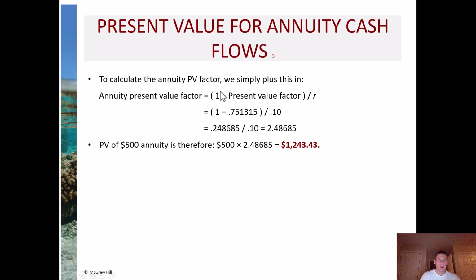So what we can do with that is plug that present value factor into the formula. Think about the formula: 1 minus the present value factor, so 1 minus 0.751315, and then divide it by R, the interest rate, which was 10%, so 0.10. If you simplify the top part in the parentheses, we get 0.248685 over 0.10, and that comes out to 2.48685. Then we take the 500, those yearly annuity payments, and multiply it by that 2.48685, and we get 1243.